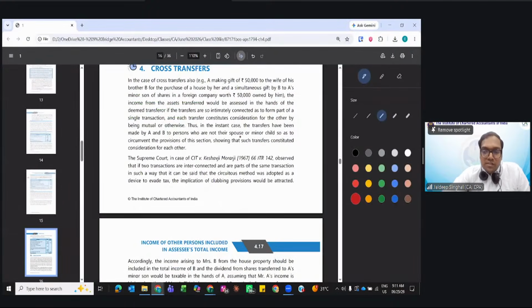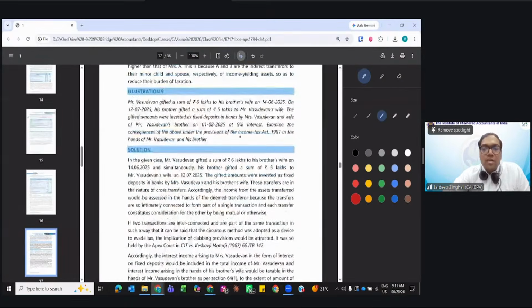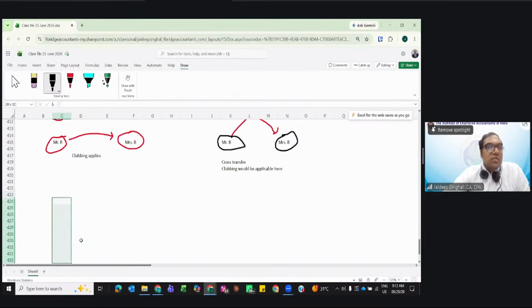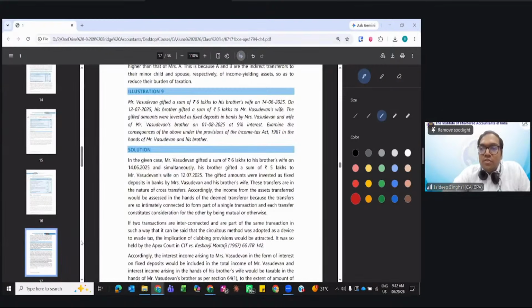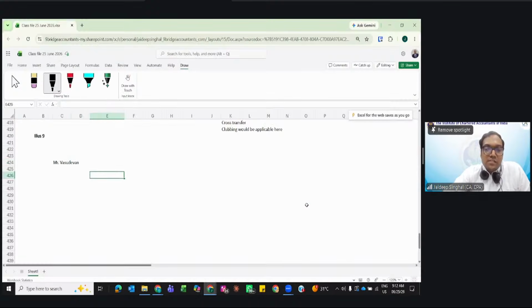Before reading all of this, let's come to this example. Mr. Vasudevan gifts a sum of 6 lakhs to his brother's wife. This is illustration number 9. If he gives to his own wife, the clubbing will apply. Now he gives 6 lakhs to his brother's wife.